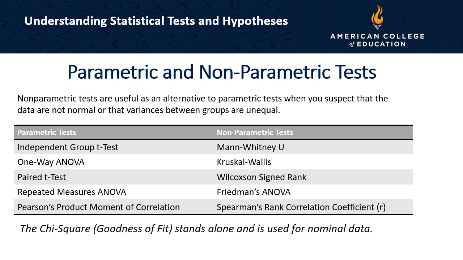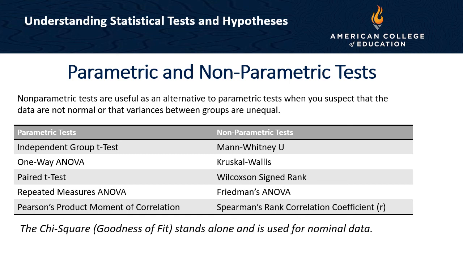In the previous tutorial, we briefly touched on the idea of parametric and nonparametric tests in the context of normal distributions. Nonparametric tests are useful as an alternative to parametric tests when you suspect that the data are not normal, or that variances between groups are unequal. And Winsteps has the ability to compute whether or not your sample data are normally distributed. And you can use that calculation to determine which kind of test you need to use for which purpose.